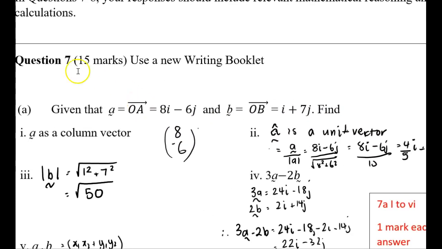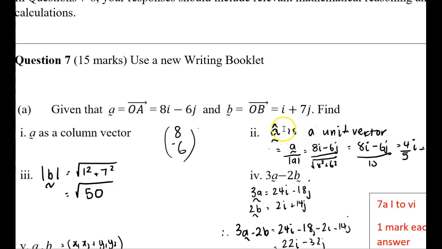The first thing is the column vector. We're just writing a as a column vector. Remember, all we do is just get the values out the front of the i and the j. We've got an 8 and a -6. We write it as a column. That's our first answer.